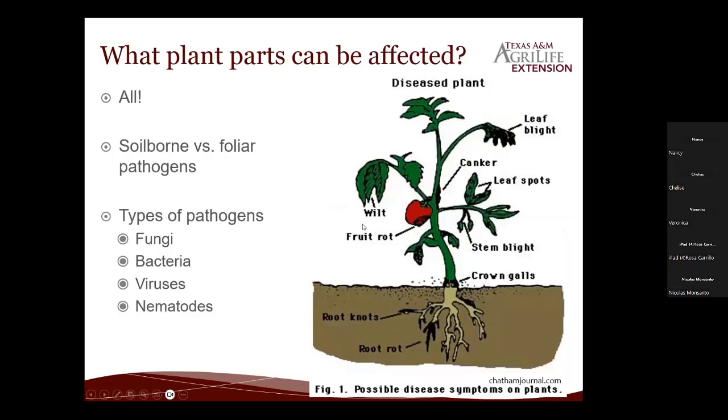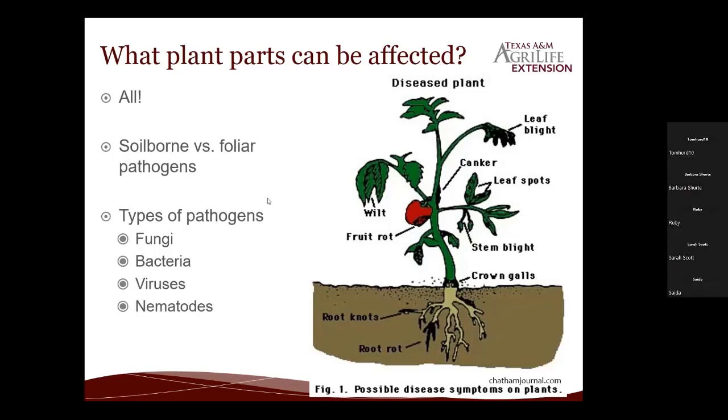All right, so what plant parts can be affected? Unfortunately, all of them. And we see a variety of symptoms ranging from wilts to leaf blights to spots, fruit rots, root symptoms like rots and malformed root tissues. And generally, these will be categorized into soil-borne and foliar pathogens. And that's where we primarily see the point of infection and the initial symptoms of these issues. So that's how you can kind of conceptualize that.